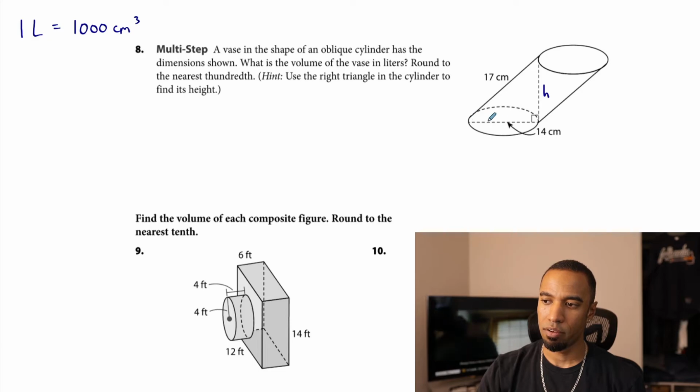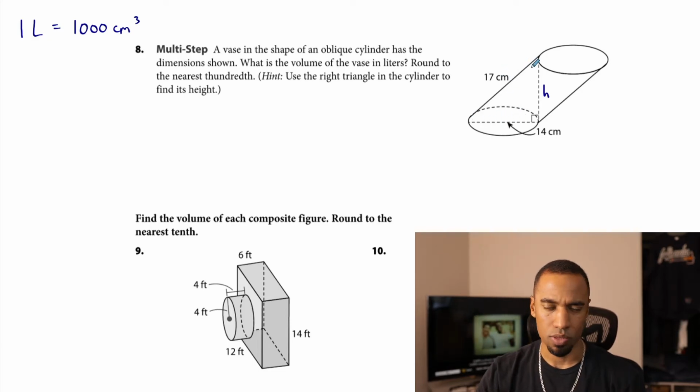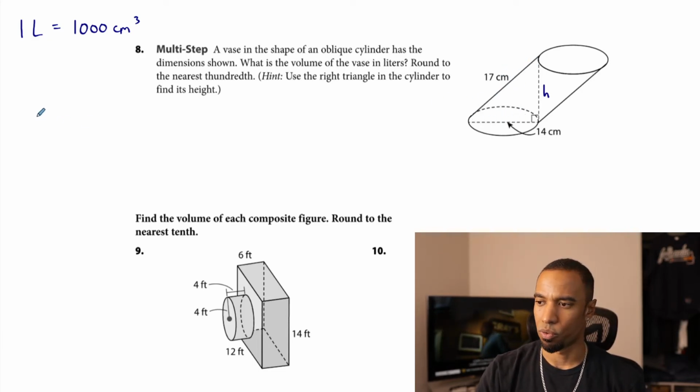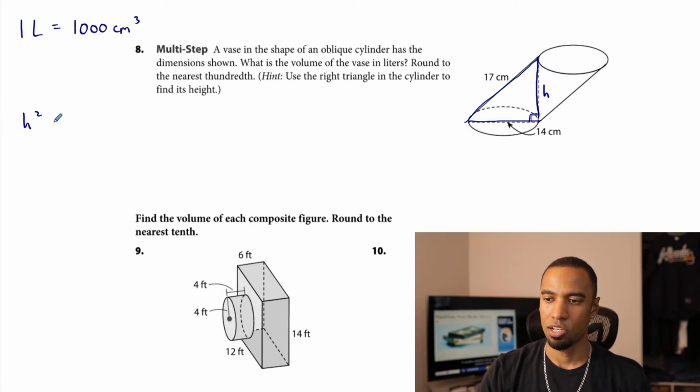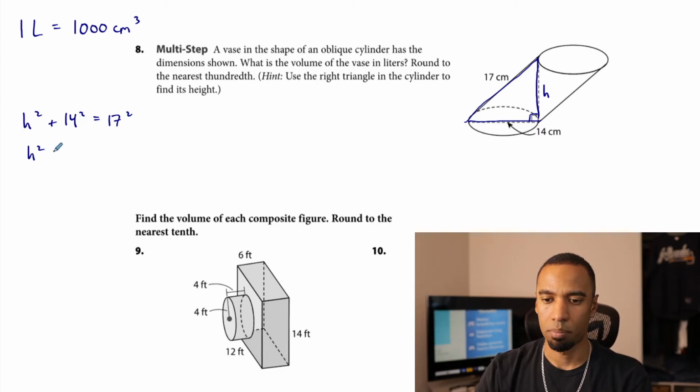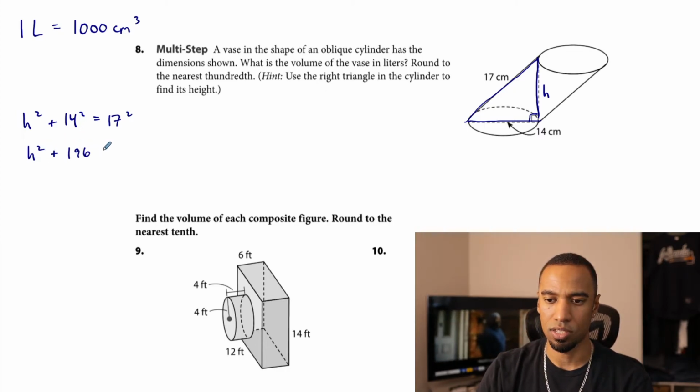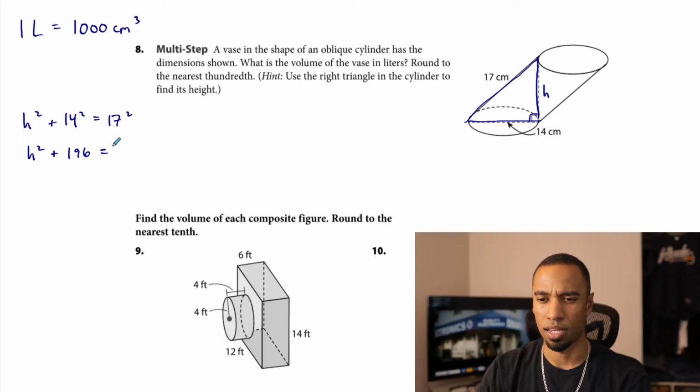Now, the diameter of the circle is 14. Let's just do the height first. The diameter of the circle is 14, which is also one of the parts of the right triangle here. The height is another leg of the right triangle, and the 17 is the hypotenuse. So this is going to say h squared plus 14 squared equals 17 squared, which is h squared plus 196 equals 289.